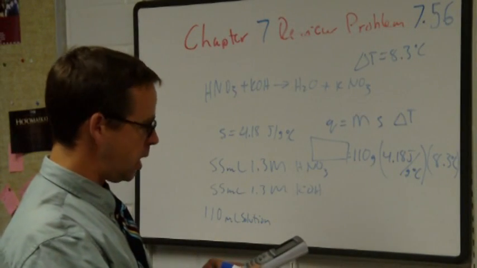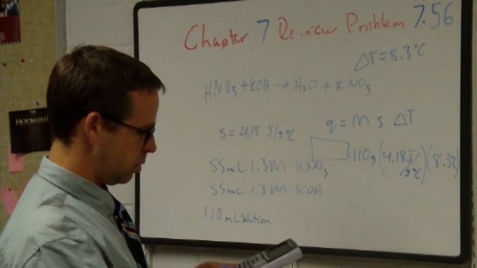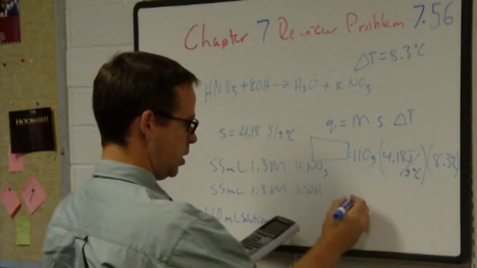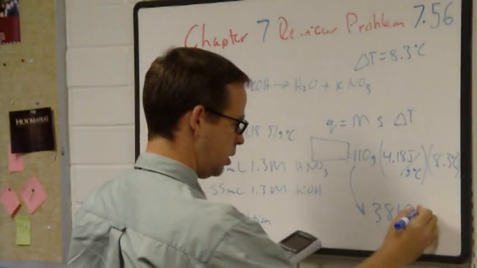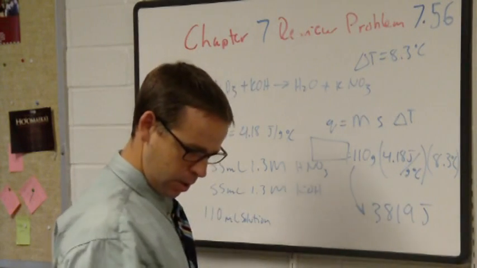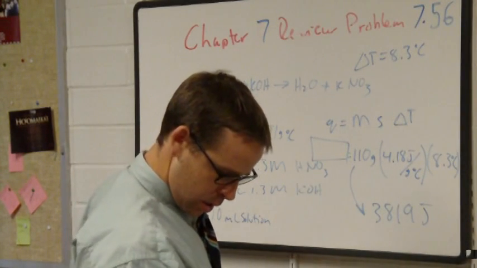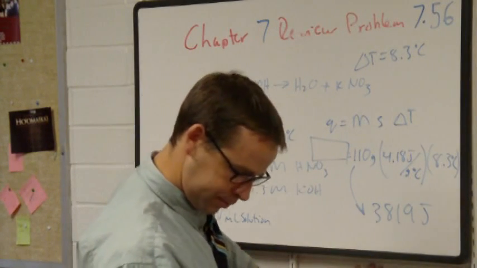All right, 110 times 4.184 times 8.3. So the answer to this problem here is 3,819 joules. And this is calculate the heat of reaction in joules. So that's what we did.